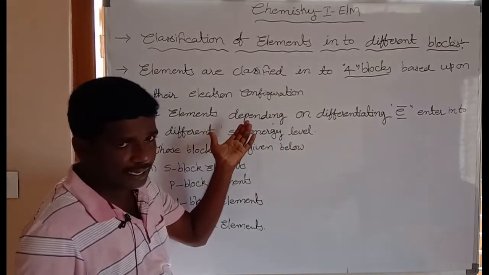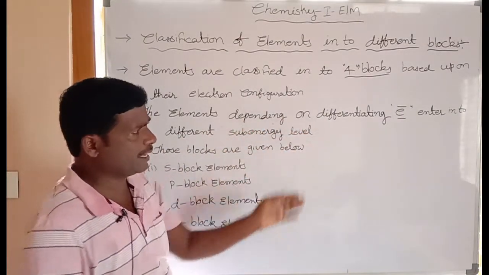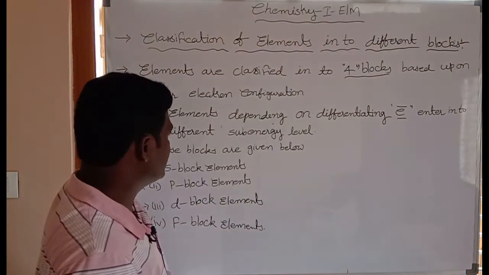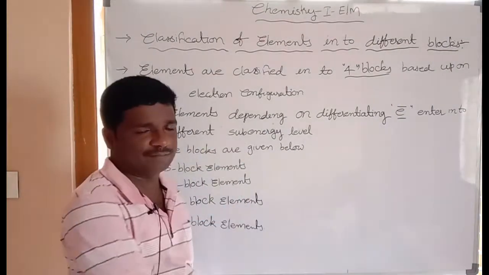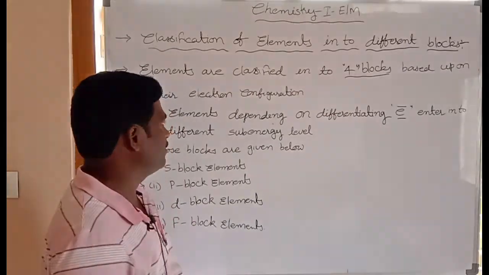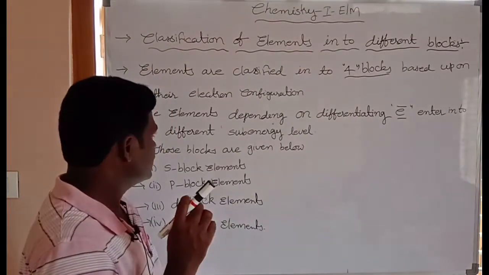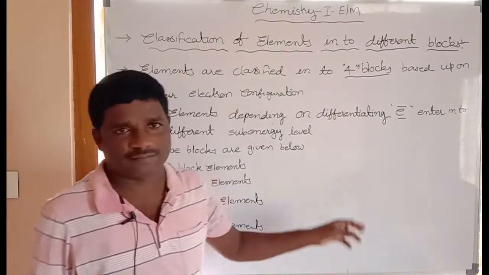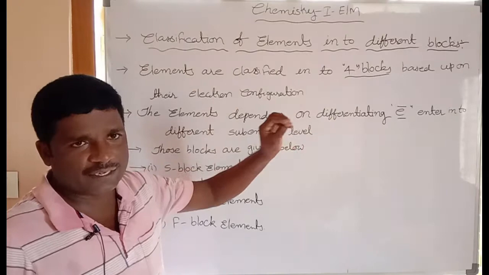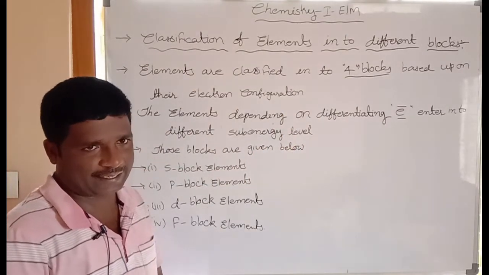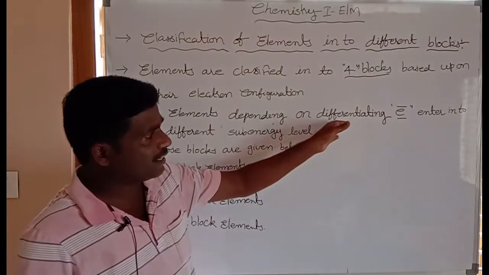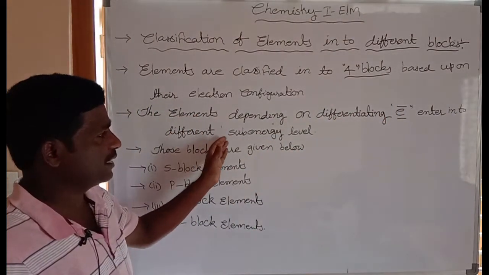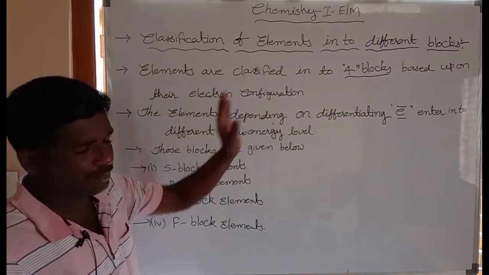The elements are classified depending on the differentiating electron. The differentiating electron enters into different subenergy levels. Differentiate means the last electron, which is also known as the differentiating electron. The elements in which the differentiating electron enters into a different subenergy level are called different blocks.